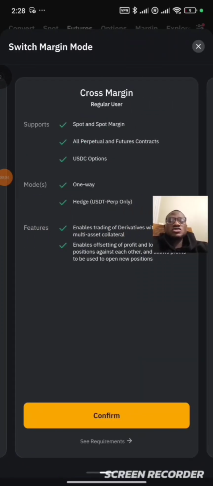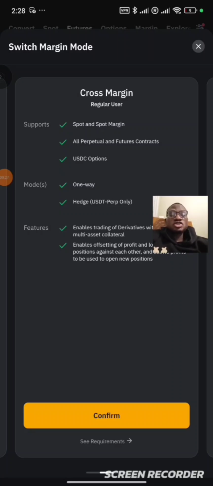And for cross margin, let's assume you have $100, and you use $20 to open a position. If the position you opened with $20 is about to get liquidated, or the trade is about to lose finally, meaning your whole $20 will be gone.